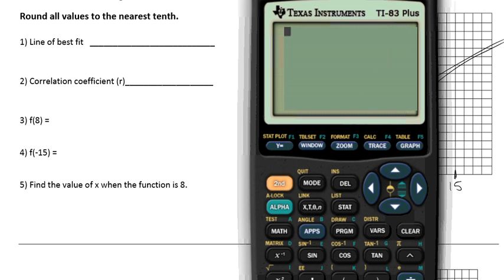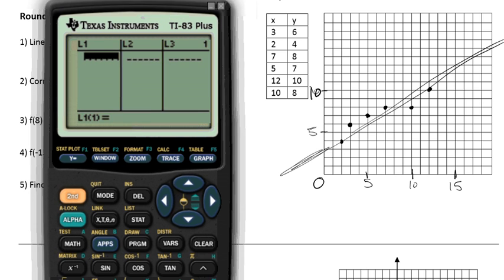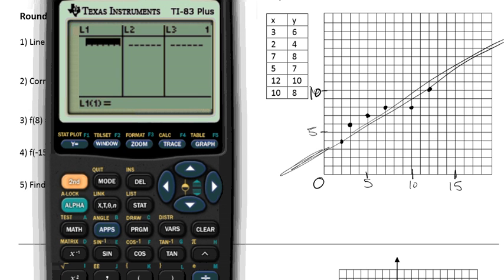And I'm going to start by hitting stats and going to edit. So I'm going to edit my data set. I'm going to enter my x values in list 1. So I've got a 3, a 2, a 7, a 5, a 12, and a 10. So those are my x values. Over in list 2, I'm going to enter the corresponding y's. They are 6, 4, 8, 7, 10, and finally the number 8.